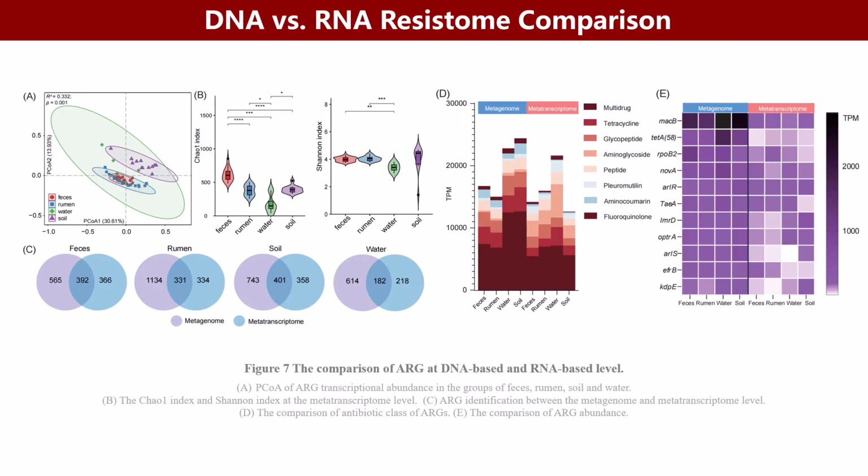Metatranscriptomic analysis reveals that multi-drug resistance genes are dominant both at the DNA and RNA levels. Notably, ARGs like aminoglycosides exhibit higher abundance at the RNA level, indicating that low-abundance genes may exert a significant influence through high expression. This presents new challenges for risk assessment.